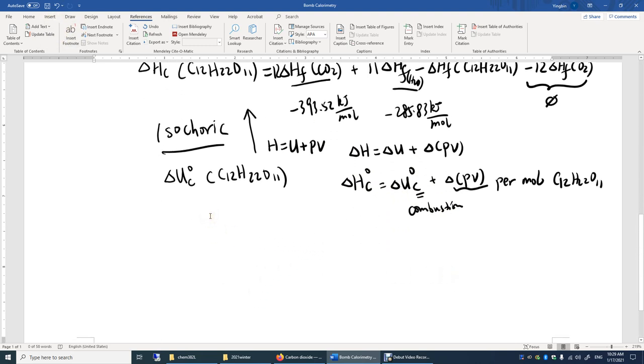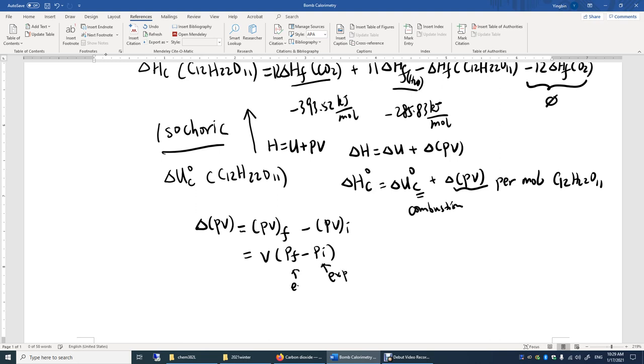How can we estimate this delta PV? How can we measure this delta PV? Well, one way is because the reaction is done under the isochoric conditions. So it's just PV final minus PV initial. And volume is constant. So really it's just P final minus P initial. All right, so you can measure the initial pressure, you can measure the final pressure. Okay, take the difference, you get this value.